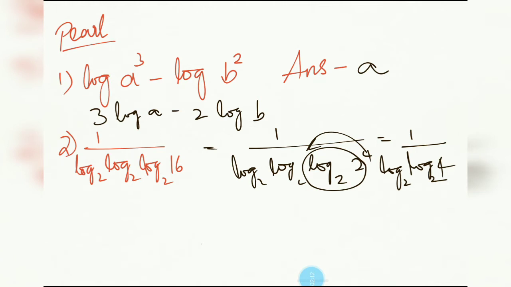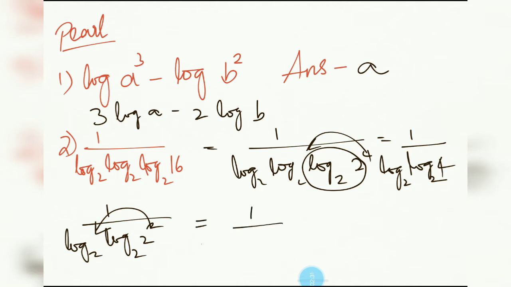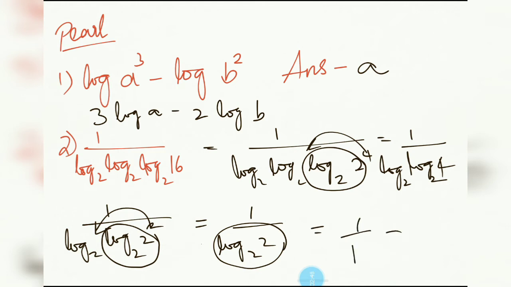Now 1 by log 4 to the base 2 can be written as 2 square to the base 2. Now this power 2, I'm going to send backwards similarly. So it is going to be 1 by log 2 to the base 2, because log 2 to the base 2 becomes 1. So this 2 when it goes to the left side becomes log 2 to the base 2. Again this is also 1 only. Now 1 by 1 is 1 only. So what is the answer? 1, which is option B.